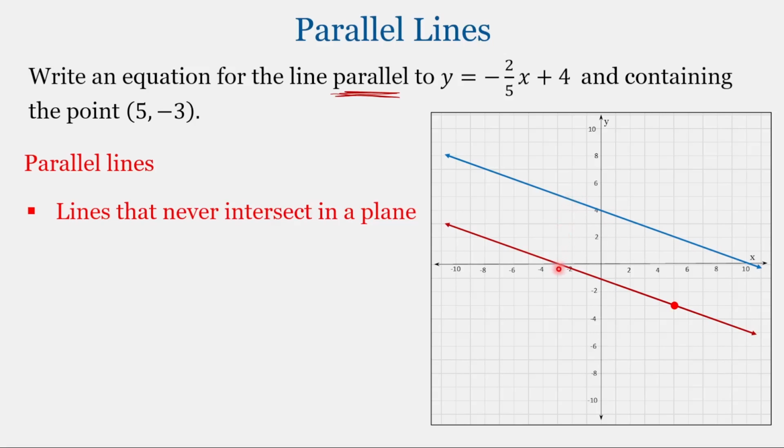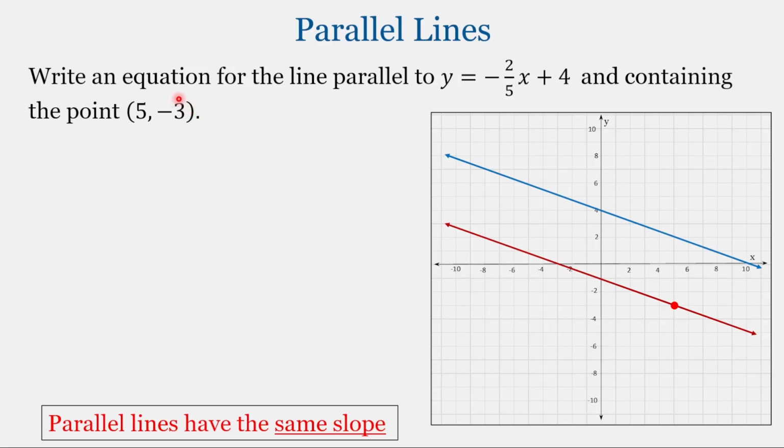That means these lines are changing at the same rate. The rate of change is the same. That means that parallel lines have the same slope. So let's look at this question again. We want to write the equation of a line that is parallel to another line and contains the point (5, -3). So what do we know?